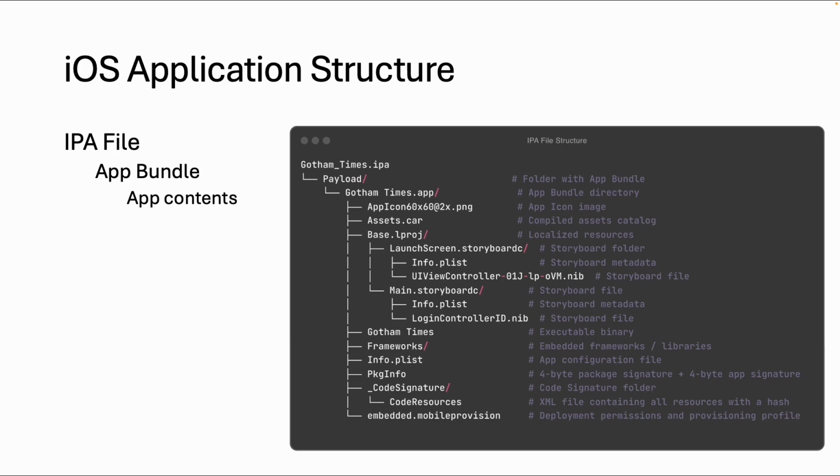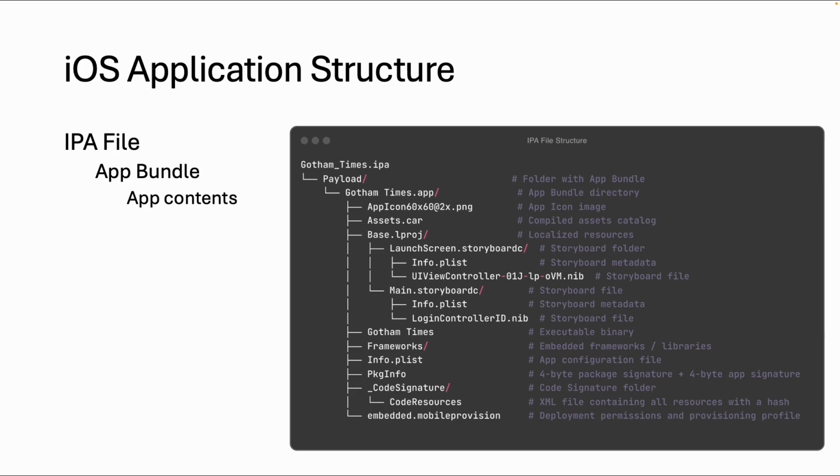If the app is using external frameworks or frameworks that are part of the Apple SDK, then those are put in this Frameworks directory. Then there is a PkgInfo file, which just contains one string, which is a 4-byte package signature followed by a 4-byte app signature. And always there is a CodeSignature folder, which contains one file, a CodeResources file, which is in XML format and contains all the files of this package with a hash for each file.